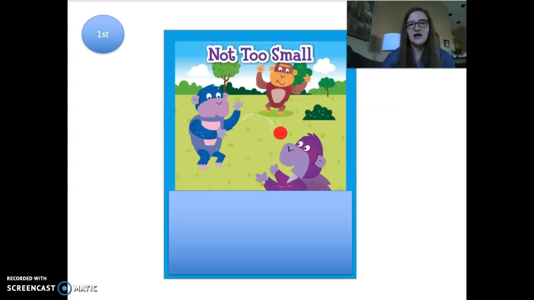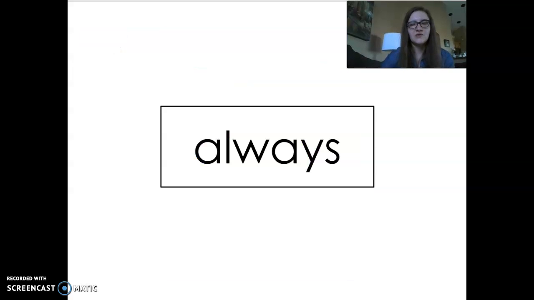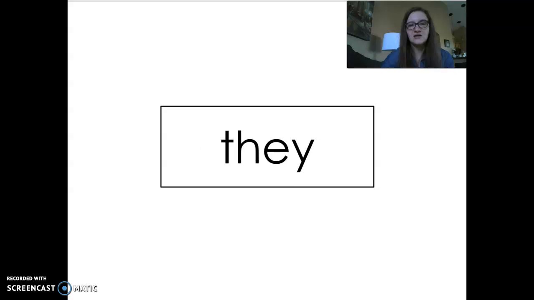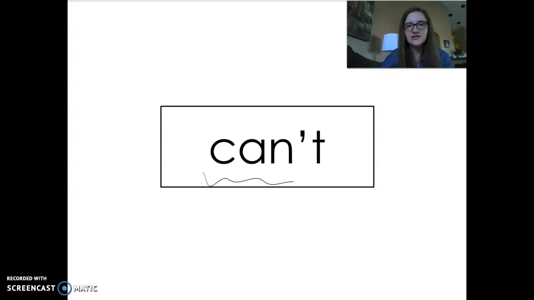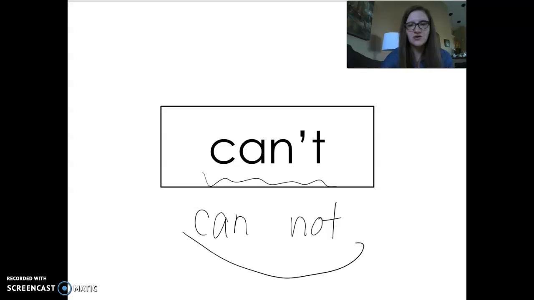Okay, we are looking at our decodable today. Sight word, sight word, sight word that also uses the ah. What's the title? Not too small. Some sight words we'll see here: always, they, one, of, said, can't. Ooh, what kind of word is this? This is a contraction. What does it mean? Can not. Just got squished together so hard that we had letters pop out.